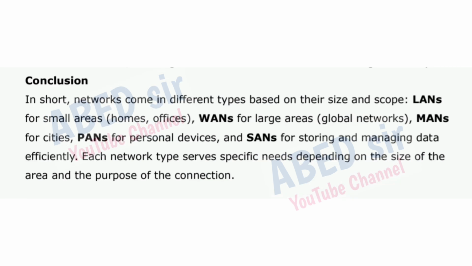Conclusion. In short, networks come in different types based on their size and scope: LANs for small areas, homes, offices, WANs for large areas, global networks, MANs for cities, PANs for personal devices, and SANs for storing and managing data efficiently. Each network type serves specific needs depending on the size of the area and the purpose of the connection.